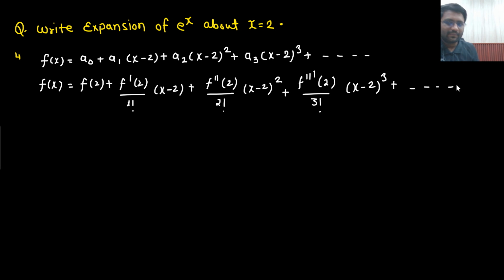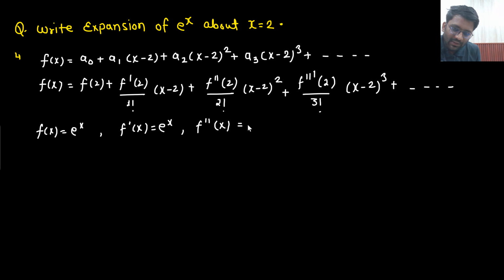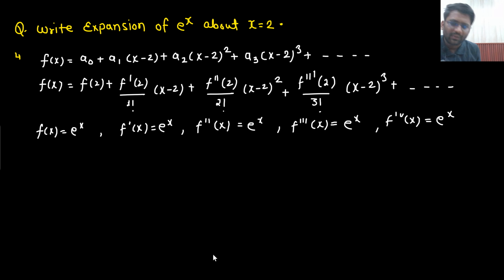Okay, then what will you say? f(x) is given, which is e to the power x. My function is e to the power x. Single differentiation will be e to the power x. Double differentiation will also be e to the power x. Triple differentiation will also be e to the power x. Four-time differentiation will also be e to the power x only, and so on. What am I supposed to put? I am supposed to put x equals 2.